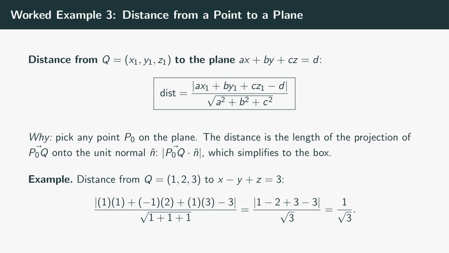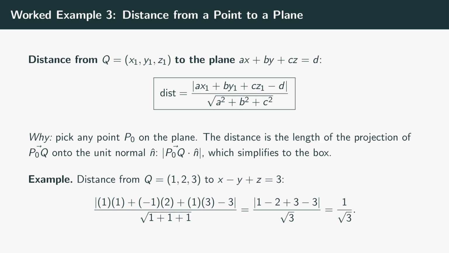Pick any point P0 on the plane. The distance from Q to the plane is the length of the shadow of the displacement from P0 to Q, cast onto the normal direction. That is the projection onto the unit normal. Working that projection out in components collapses to the boxed formula, and the denominator is just the length of the normal, turning it into a unit vector.